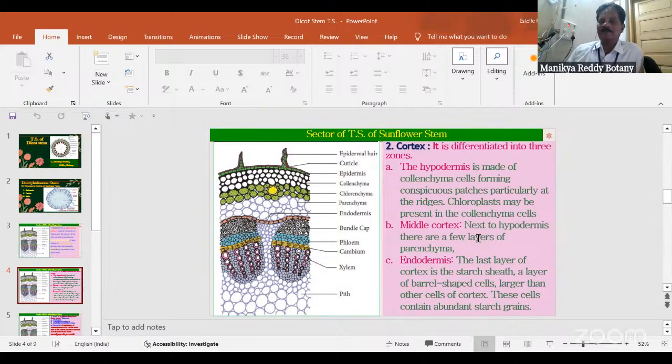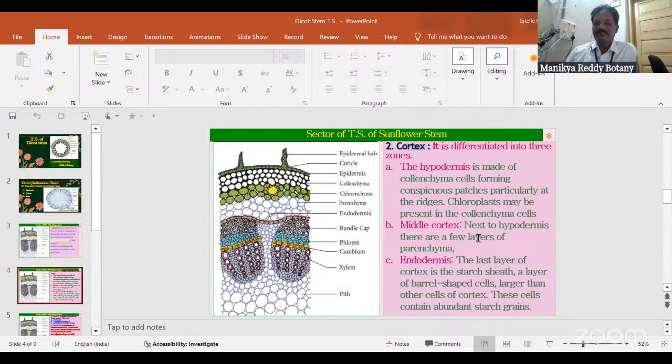And the second part of cortex is called middle cortex. It is made up of few layered parenchymatous cells. Cells are loosely packed with small intercellular spaces.